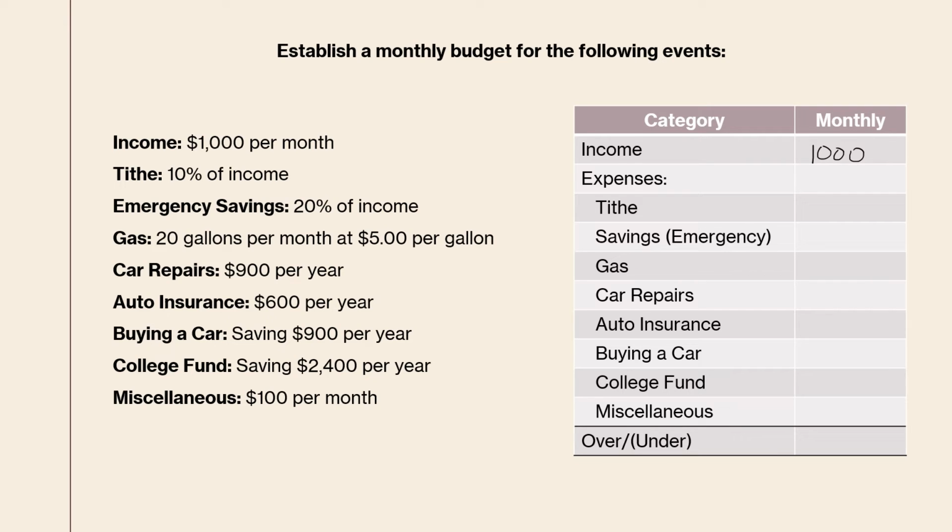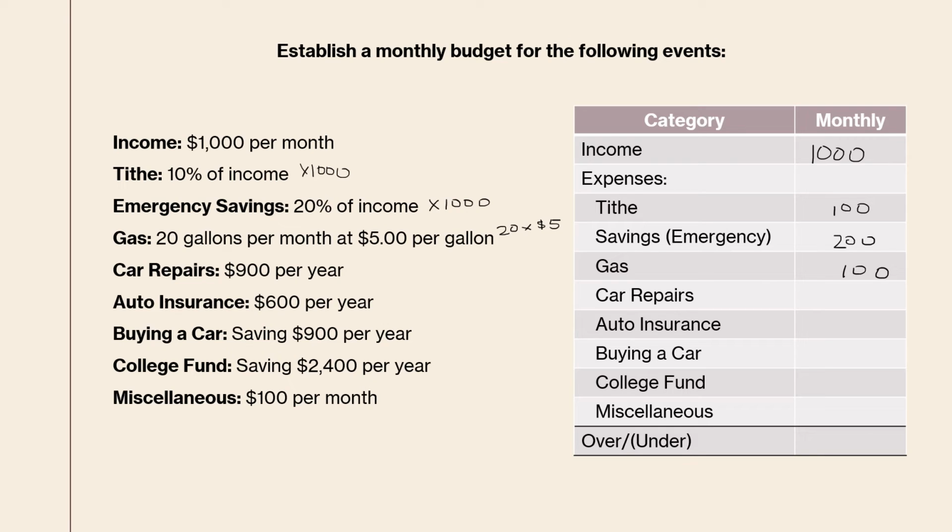The next item I have is my tithe. I know that I'm going to give 10% of that income to God. So I can already take my $1,000 and I can say this is 10% times 1,000, and I'm going to end up with $100. My savings account, I like to set 20% of my income aside for that. I'm going to take that times 1,000. That gives me $200. For fuel, though, it's not based off of a percentage. It says I estimate I'm going to use about 20 gallons per month, and it's going to cost me $5 per gallon. So in that case, I'm going to take 20 times the $5, and that's going to give me $100.